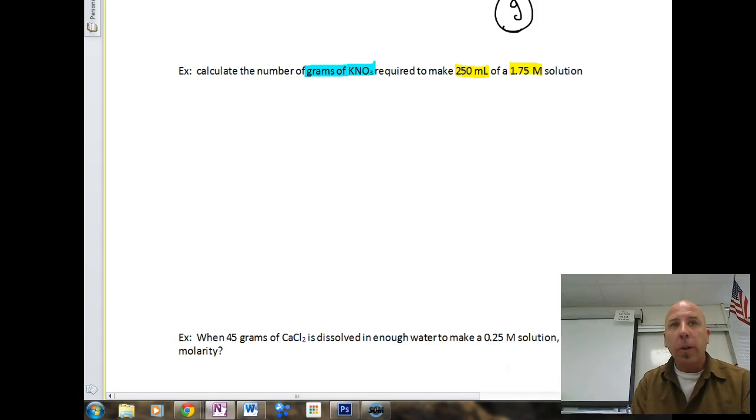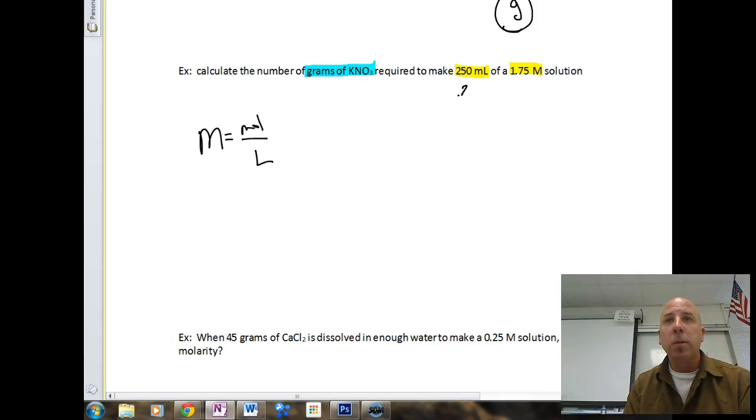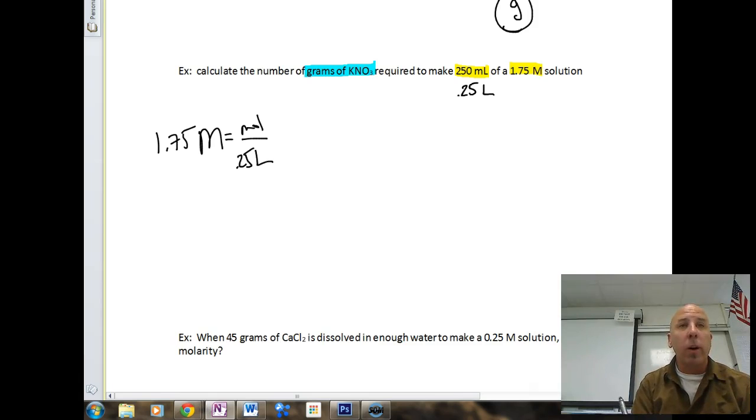The first thing we're going to do is use that molarity formula. I like to just start off with the molarity formula and plug in values and see where it takes us. We have 250 milliliters, and as we said before, we want to convert that to liters by moving the decimal 2 places to the left. So we're going to plug in 0.25 liters. Then it's given us a value over here of 0.175 molar.